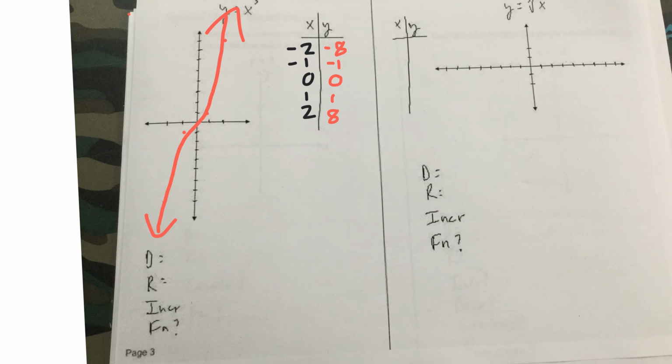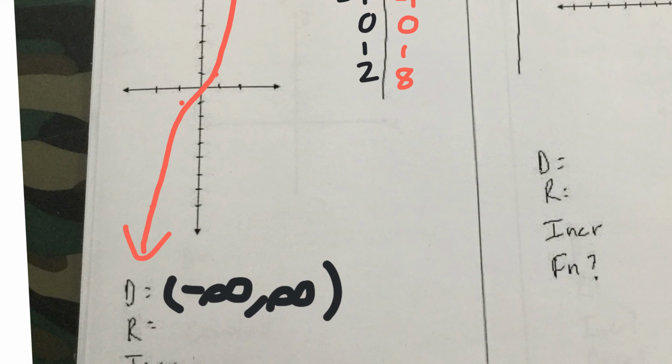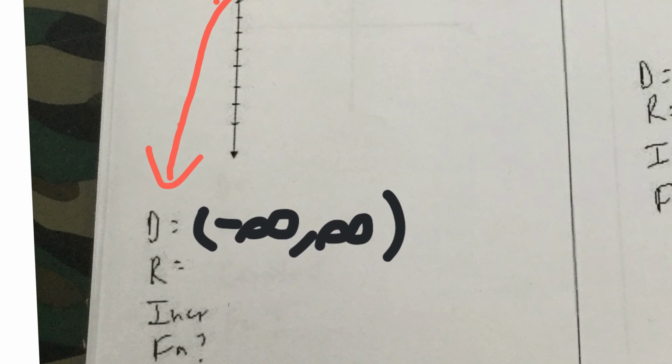So the domain is the list of x values. So I start on the left. The graph keeps going left forever. So the smallest x value is -infinity. Now the greatest x value is +infinity. So my domain is from -infinity to +infinity. The range is the y values. So its lowest y value is -infinity. Its highest y value is +infinity. So the range would also be from -infinity to +infinity.